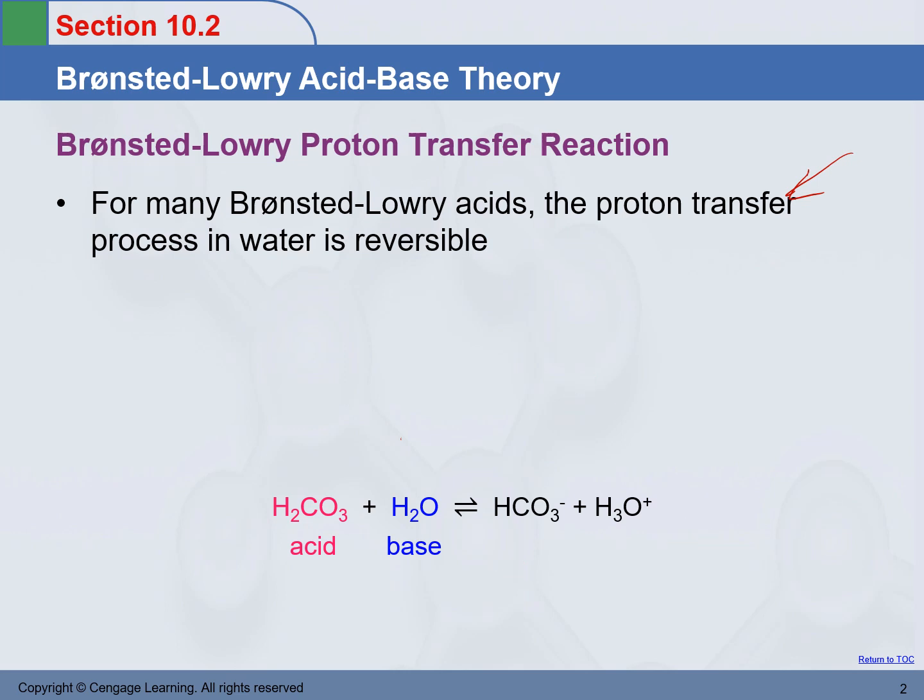Let me rewrite them here again. This is actually a base. This is an acid. Are you guys following me? All right, what we see here is that an acid, after donating a proton, becomes a base. A base, after accepting a proton, becomes an acid.